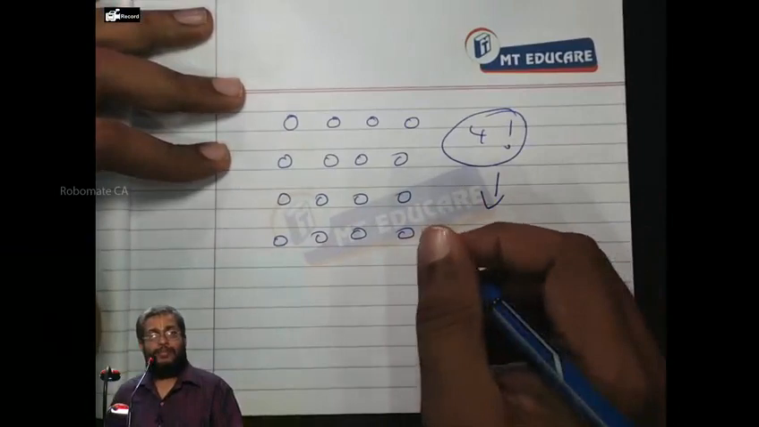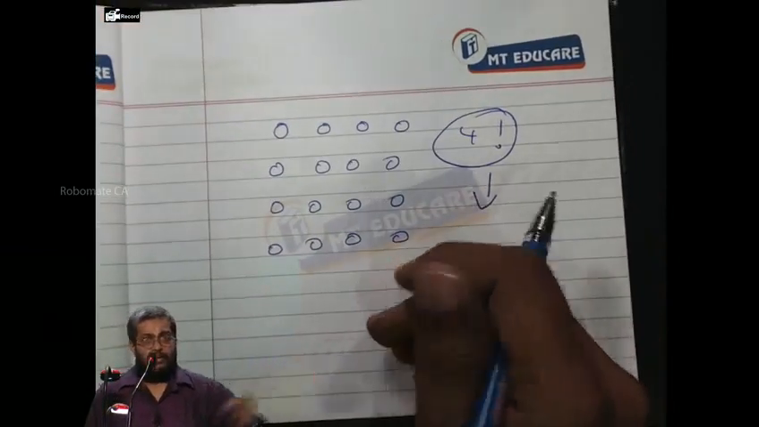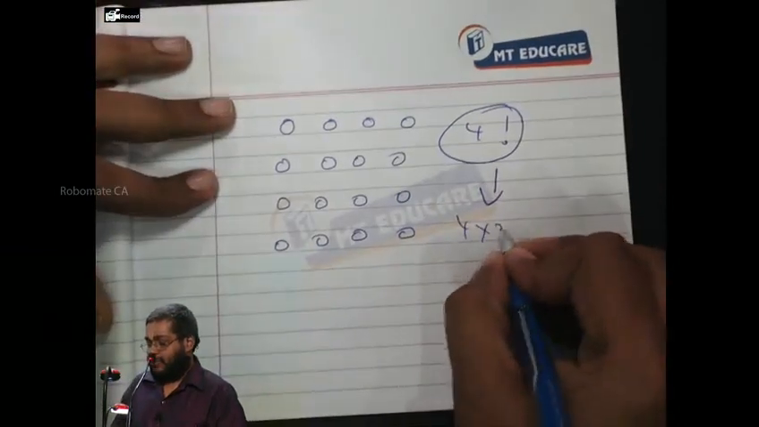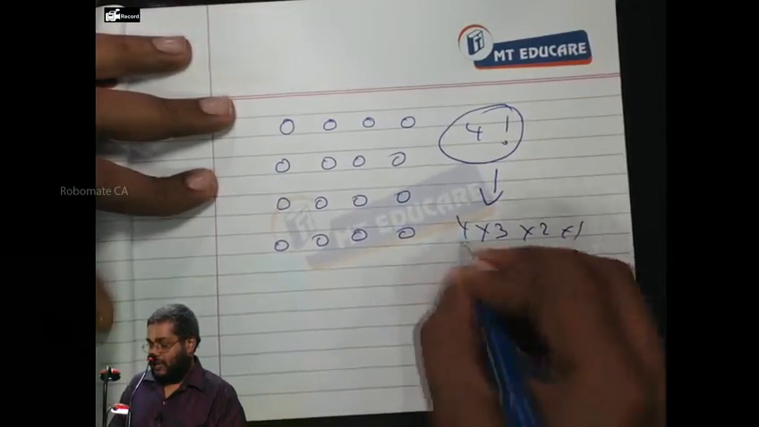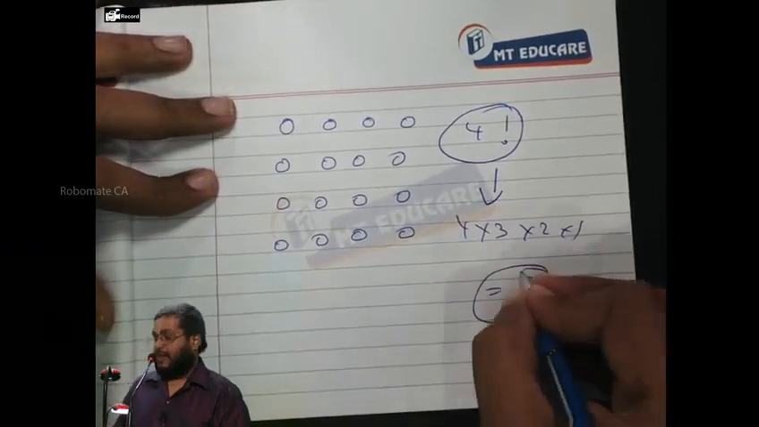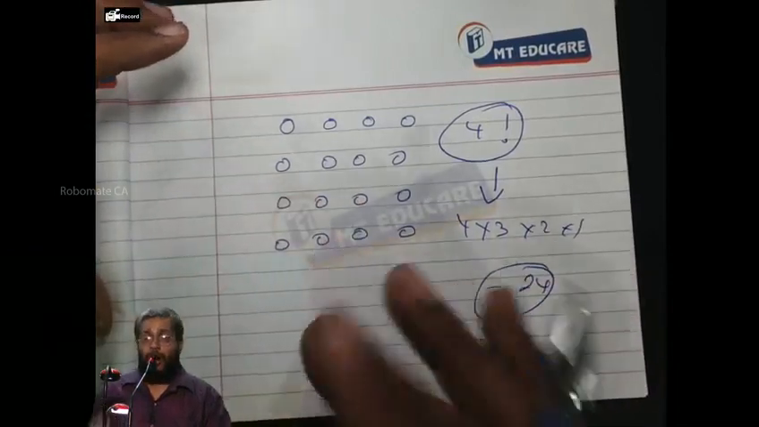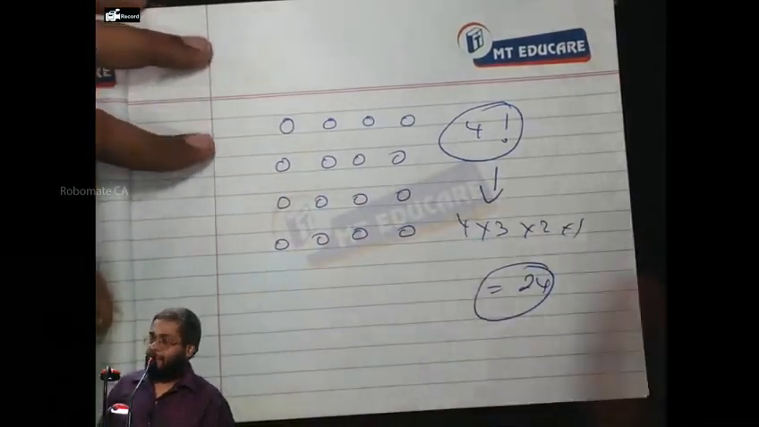4 factorial means, don't talk, please. Wait, what does 4 factorial mean? 4 into 3 into 2 into 1. That is how many ways here? There are 24 solutions for this problem. All give you the same cost or same profit, as the case may be.